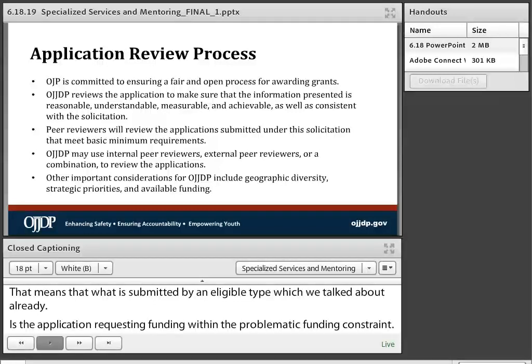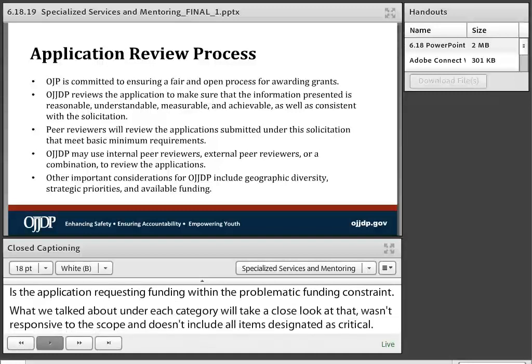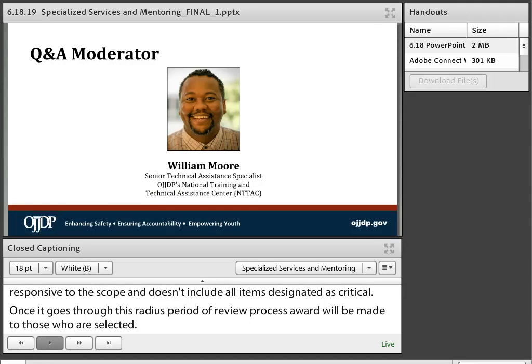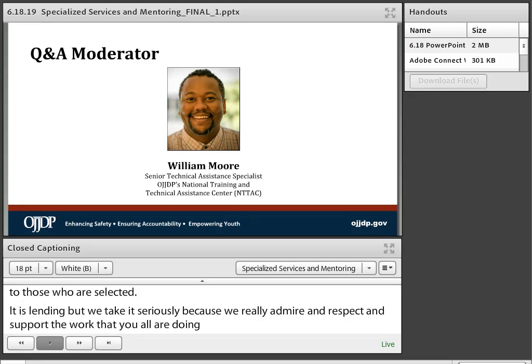So once it goes through this rigorous peer review process, award notifications will be made to those of you who are selected. So it's a lengthy process, but it's one that we take seriously because we really admire and respect and support the work that you all are doing in the field, and we want to make this process as fair and as open as we can. So with that, I will turn it back over to William to see if we have any questions.